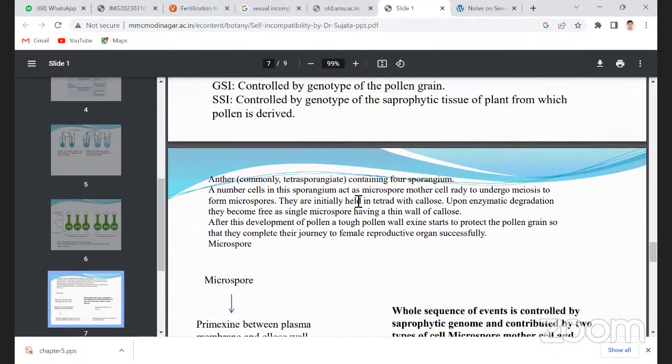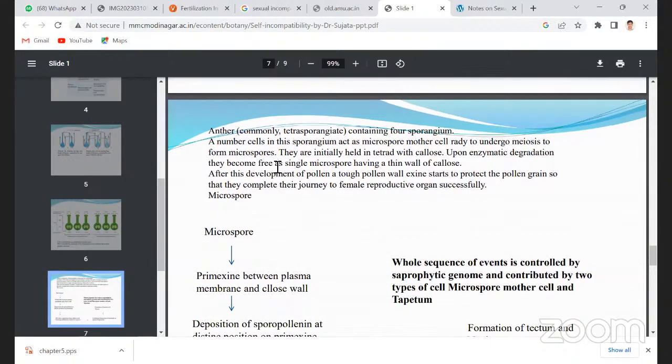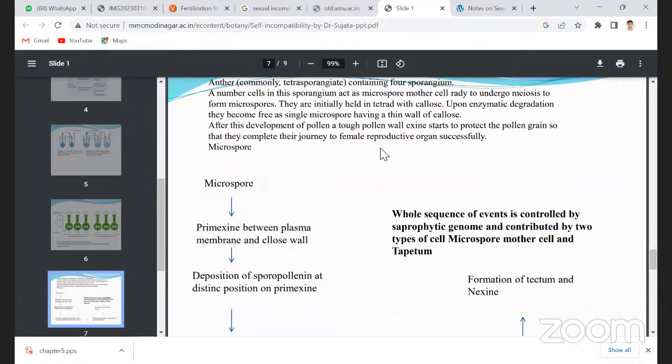So, the anther is commonly tetrasporangiate, containing four sporangia. The cells in the sporangium act as microspore mother cells, ready to undergo meiosis to form microspores. We already discussed this in the previous class. They are initially held in a tetrad with callose. Upon enzymatic degradation, they become free, single microspores having a thin wall of callose. After this, development of the pollen wall, the exine, starts to protect the pollen grains so they complete their journey to the female reproductive organs successfully.